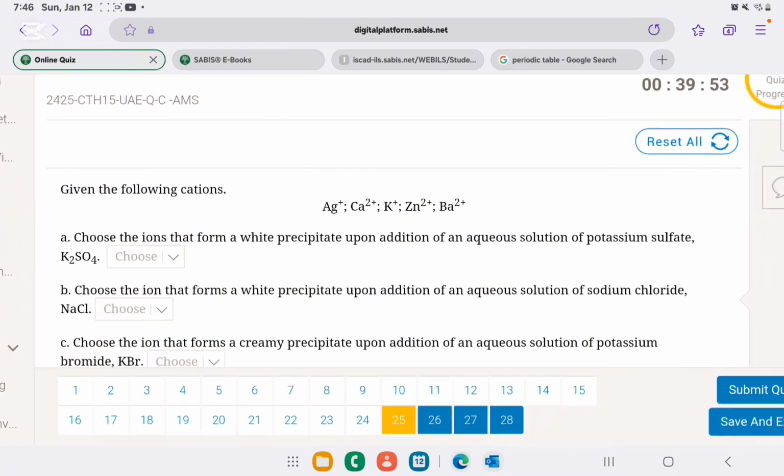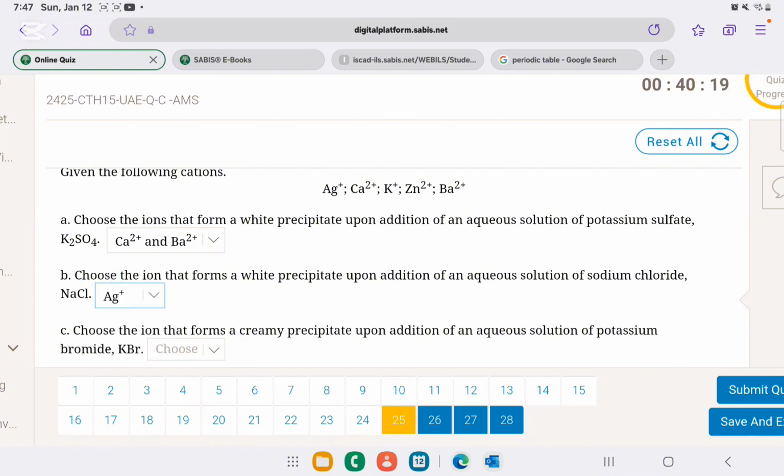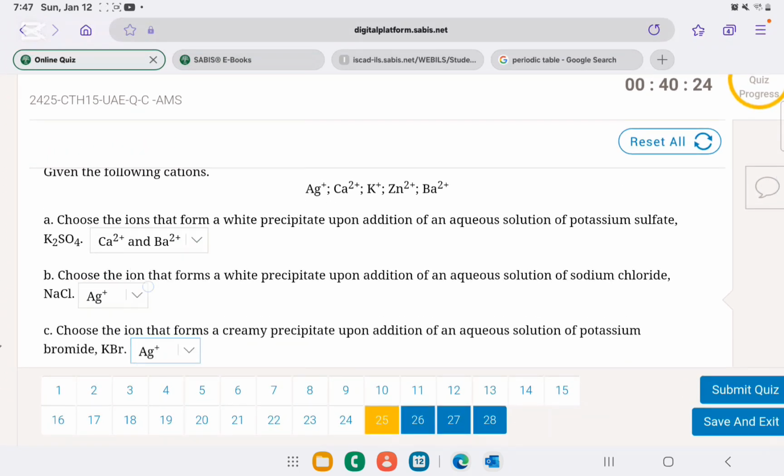Choose the ions that form a white precipitate upon addition of aqueous solution of potassium sulfate. When you add Ba and Ca to SO4, you get a white precipitate since they're insoluble in SO4. Choose the ion that forms white precipitate upon addition of aqueous NaCl. It's Ag, because AgNO3 and Cl, we're gonna get a white precipitate. And then same thing with Br, Ag. AgNO3 and Br gives a cream precipitate.